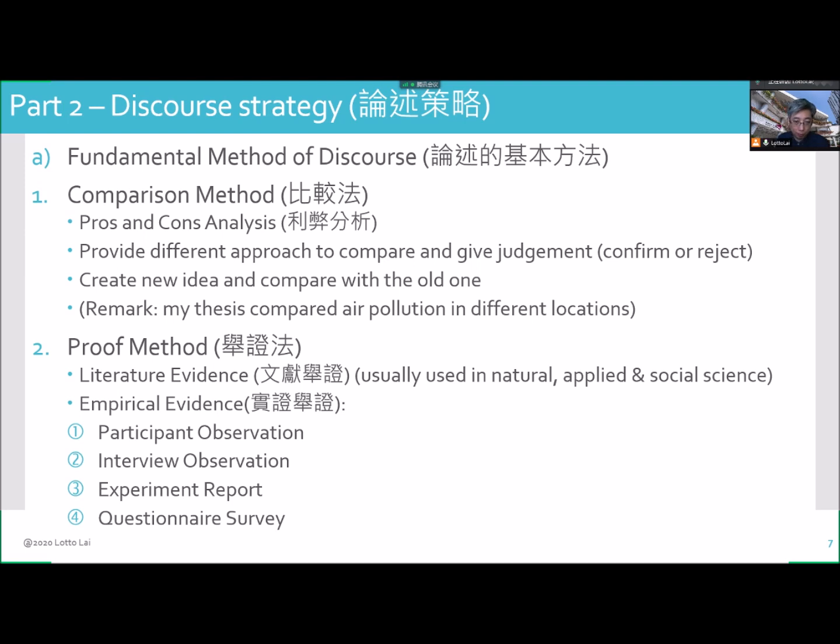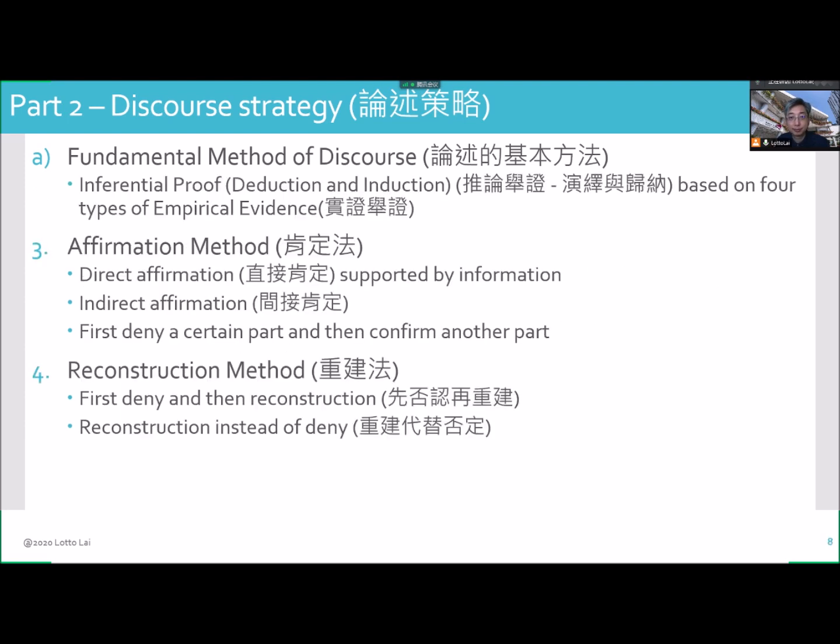The proving or proof method uses literature evidence, usually in natural, applied and social science. Empirical evidence has 4 parts: participant observation, interview observation, experimental report, and also questionnaire survey. Some fundamentals of this method are inferential proof, with deduction and induction methods based on the 4 types of empirical evidence before.